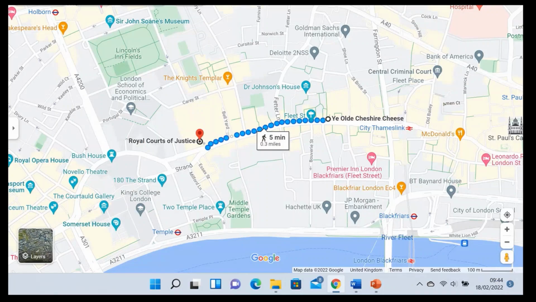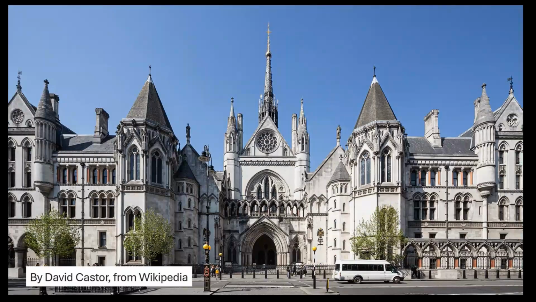Now let's take that 5-minute walk to the west and simultaneously leap forward nearly 200 years to the building of the Royal Courts of Justice, that Victorian Gothic edifice still overlooking the Strand, which some of you may know.